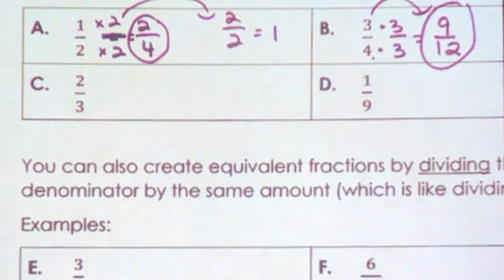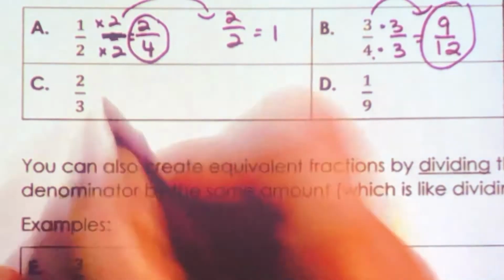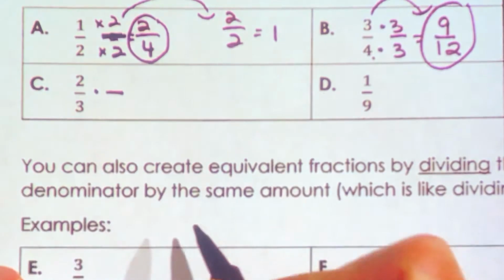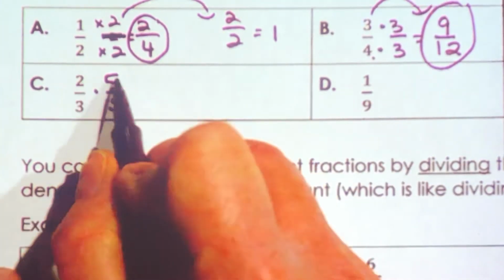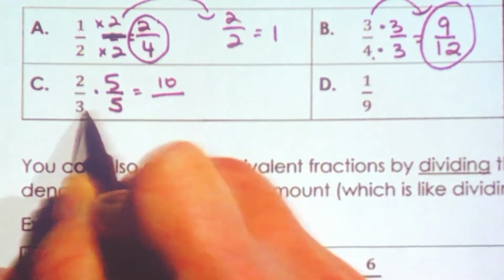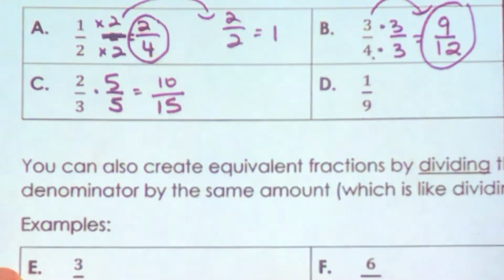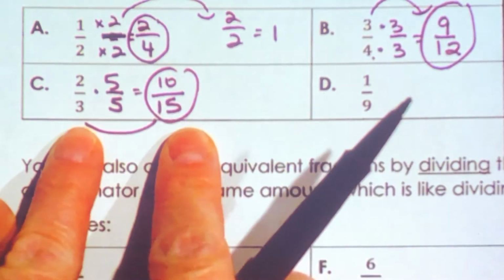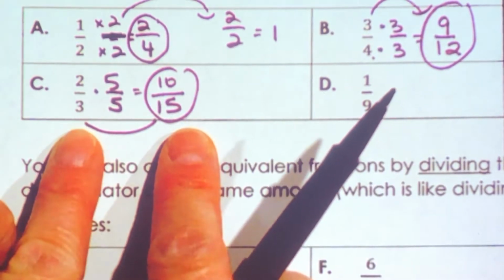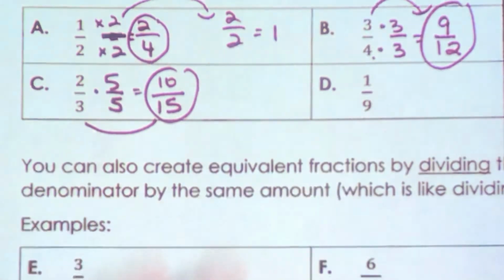So if I wanted to create an equivalent fraction for 2/3, I can pick any number over top of itself. How about 5/5? So 2 times 5 is 10. 3 times 5 is 15. That means that 2/3 and 10/15 are equivalent. They would take up the same amount of space on the number line.